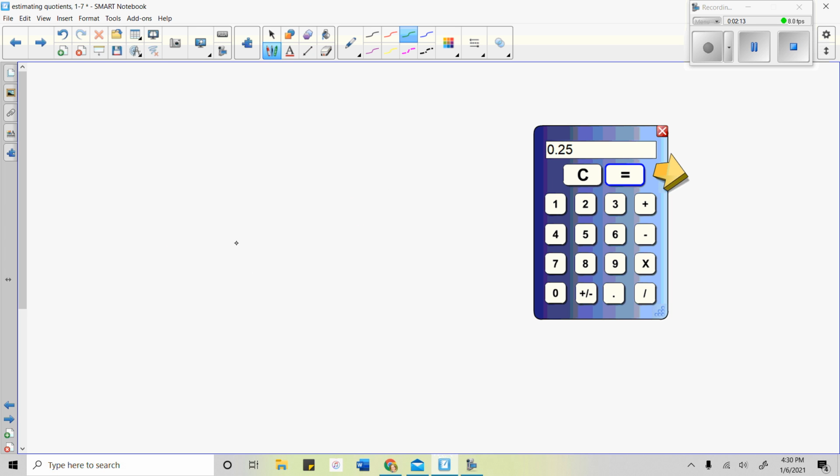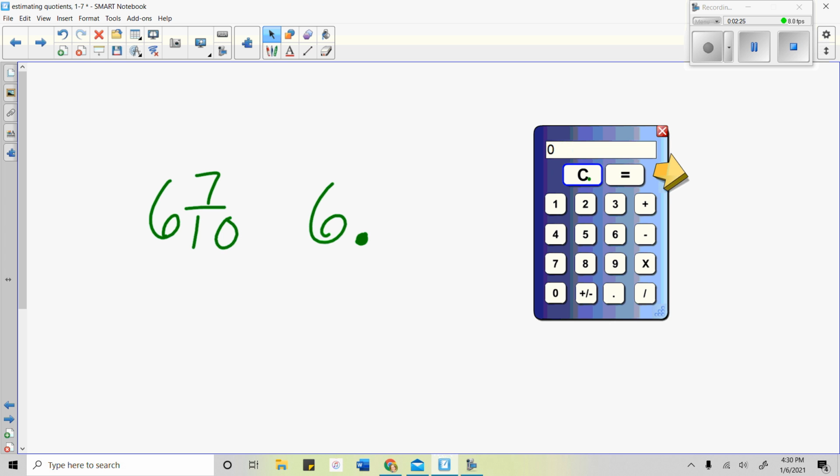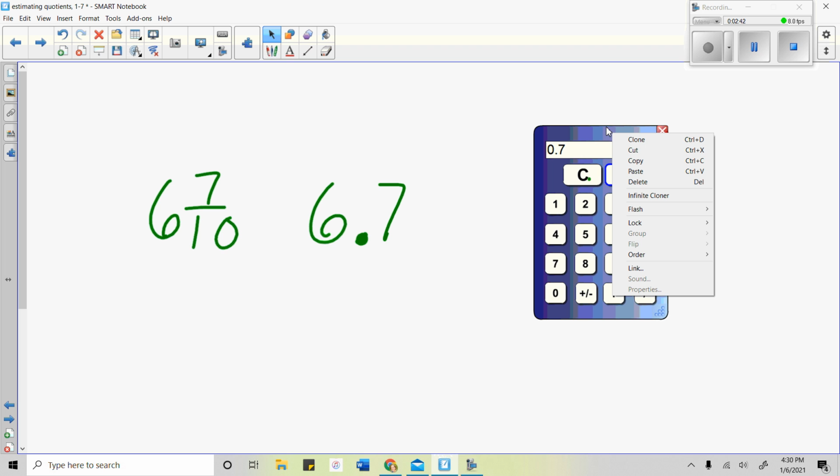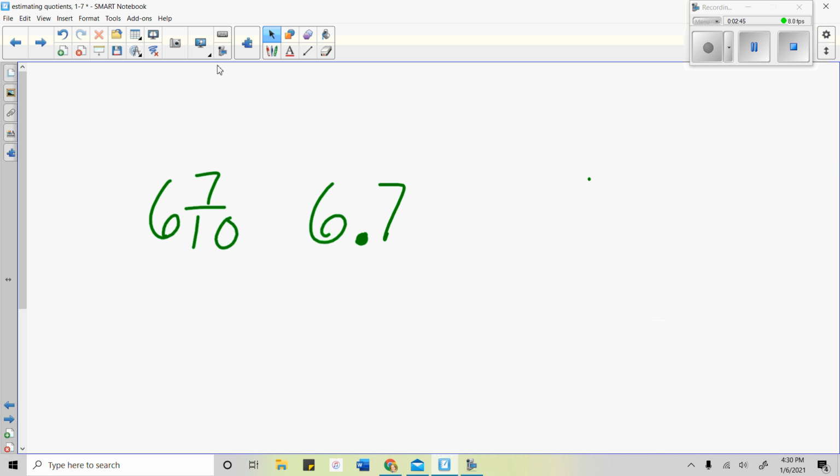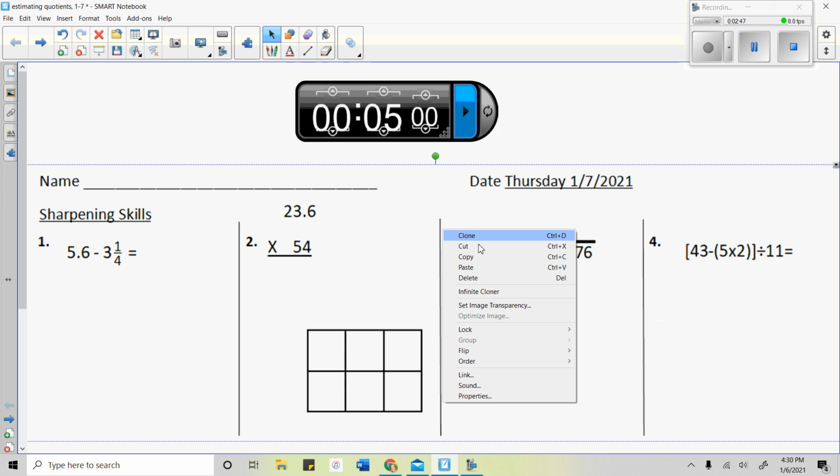So let's try another one. Let's say I had 6 7/10. So it's going to be 6 decimal, and then I would do 7 divided by 10, hit equals, and so it's 0.7. So the 7 comes after that decimal, so 0.7. So now I'm going to look at some problems and see how I could use this to help me on a test question. So I'm going to take my calculator and move it over here.